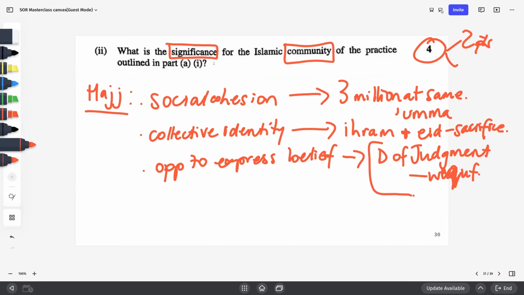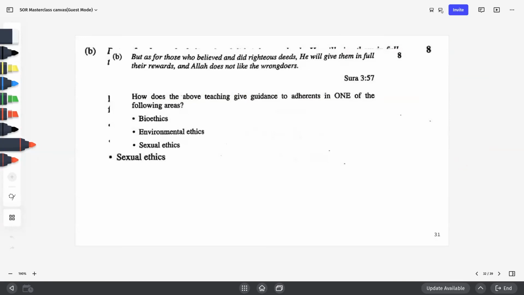So 3 simple things. You could even just stop it at 2 and just do a little bit more in depth. If you've got a Quranic quote or a hadith to support any one of those points, I would put them in there. But you're looking at 6 minutes of writing in about 12 lines. You're not looking at a lot, so you just need to be very succinct and spot on. And this is B.